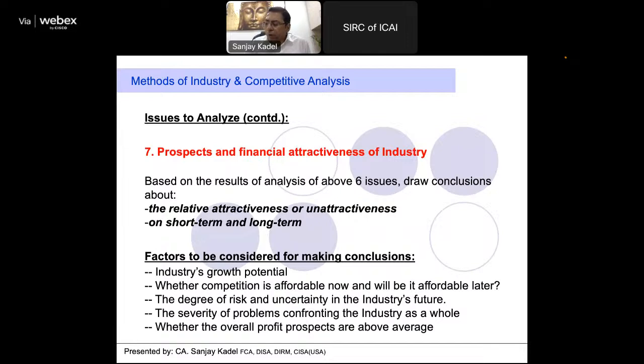Now, the word attractive or not attractive is a relative term. Why? Because for some persons or some companies, with the same set of factors and analysis, they may feel it is attractive because they may want to take risks. But the same factors with the same analysis for other people may not be so attractive. So it is a relative terminology, a relative concept. Okay.